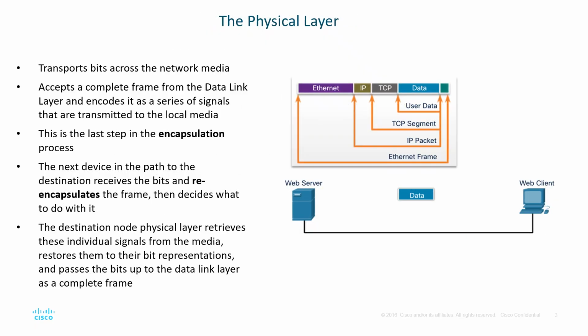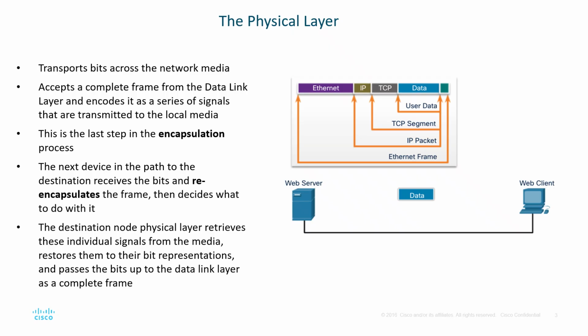Now, your physical layer transports bits across the network media. It is going to accept a frame from the data link layer, which is the layer right above it, and encode it in a series of signals that are transmitted to the local media. Again, those signals are dependent upon what type of network you have in place. This is the last step in that encapsulation process.